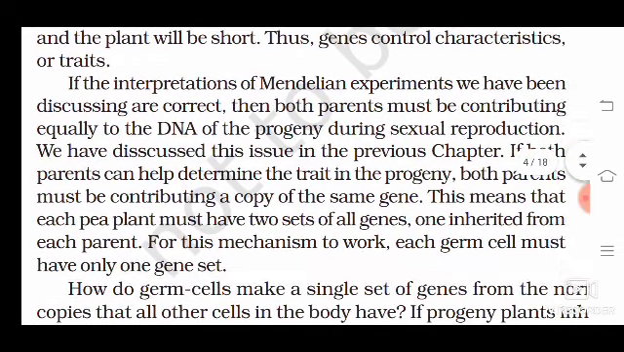Now I go for if the interpretation of Mendelian experiments we have been discussing are correct, then both parents must be contributing equally. That everything I have explained when I was taking capital T and a short t, that means tall and dwarf. I have told characteristics of both are flowing from the parent. Then why the one characteristic is seen more in F1 generation, that I explained.